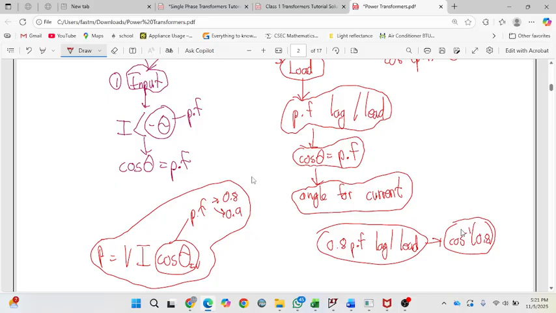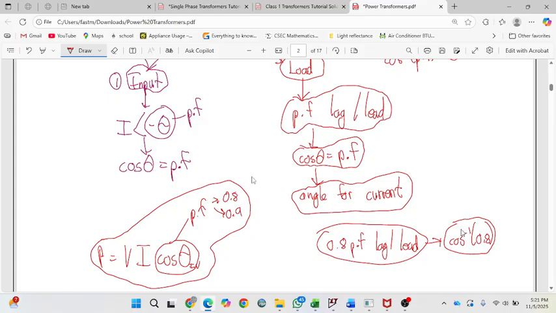So anytime they give you the load, you have to go back to the angle. If they give you the input, you have to go back to the power factor, because that's based on what the equation wants and where you have to use it, right? These questions will be set up in a specific way. If they give you the load power factor, most of the time you have to use that to calculate the angle for the current to go backwards.